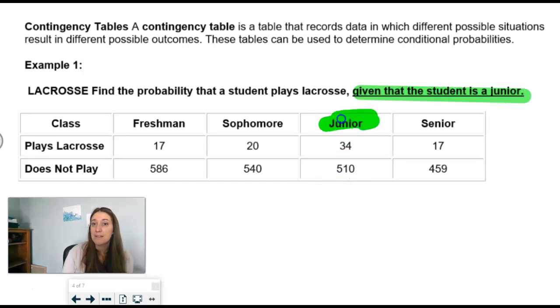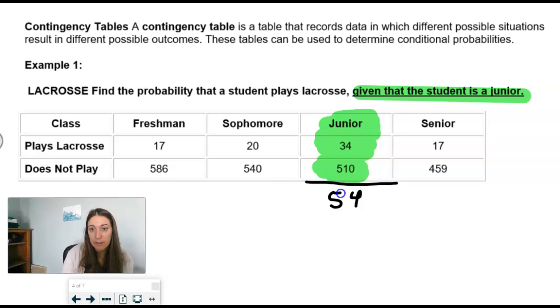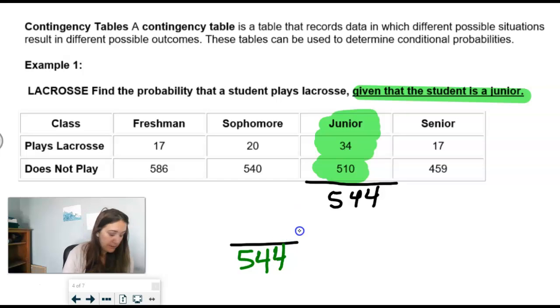So what that means is you're only looking at juniors. So that's why I didn't bother to total everything. The only thing I'm going to need to total would be my juniors. So how many juniors do I have here? 544, I believe, if I add that. So that is my denominator. So out of the 544 juniors, and remember, you're only able to look at the juniors here because of the given.